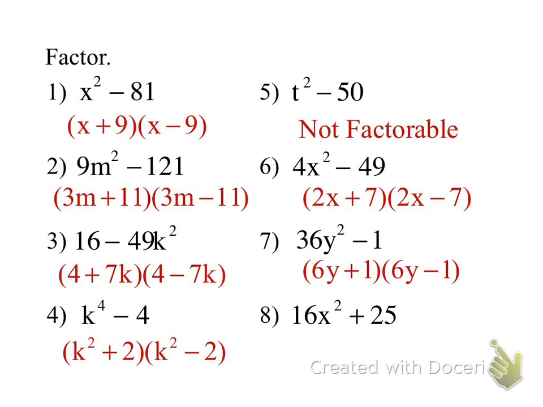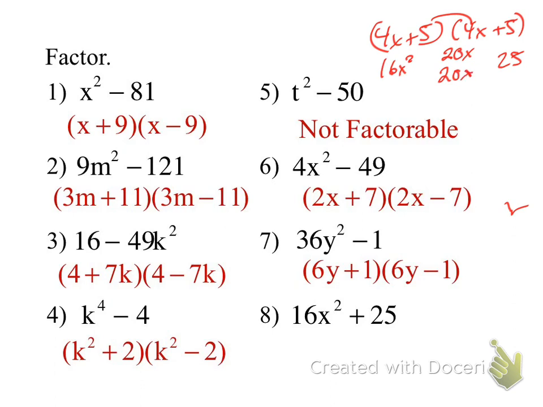I got 4x plus 5 times 4x plus 5. Let's try that. 4x plus 5 times 4x plus 5. So I get 16x squared. I get 25, and 20x and 20x. Inner and outer. No, that's going to be 16x squared plus 40x plus 25.